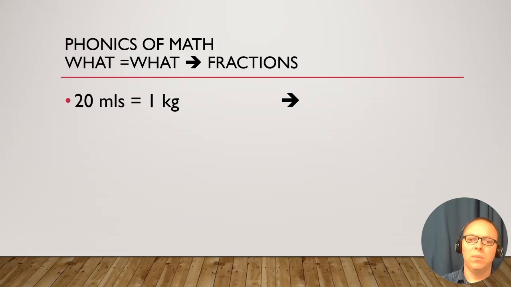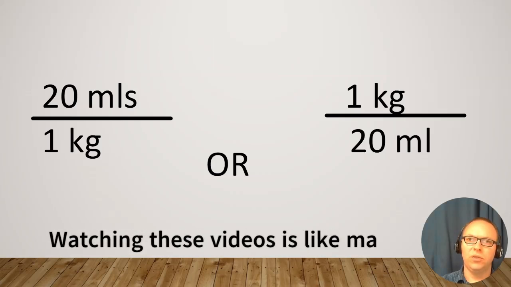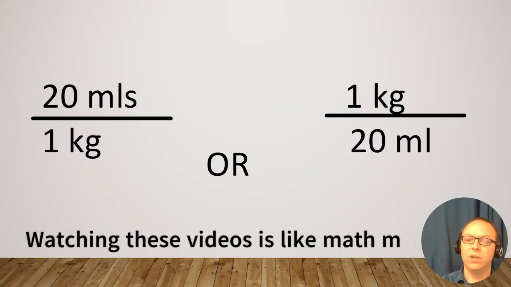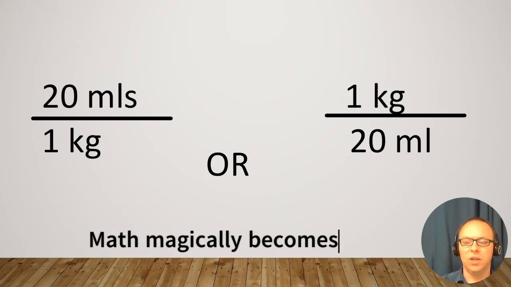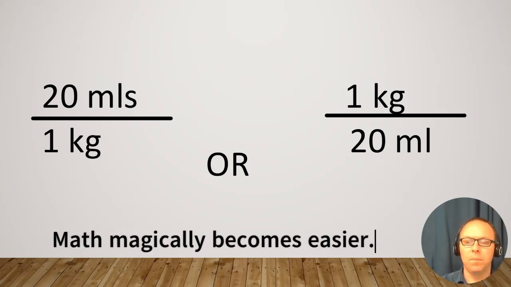Let's say that we know 20 milliliters is equal to 1 kilogram. How am I going to put that into a fraction? I can say 20 milliliters over 1 kilogram, or I can say 1 kilogram over 20 milliliters. Either one's going to work just fine.